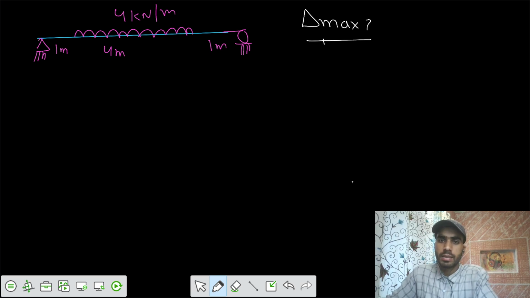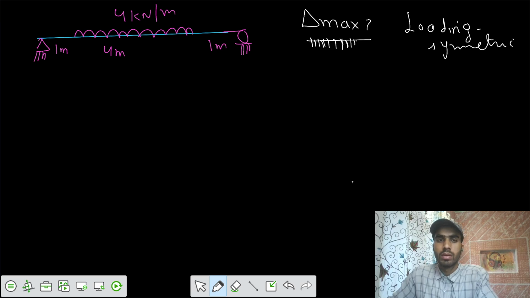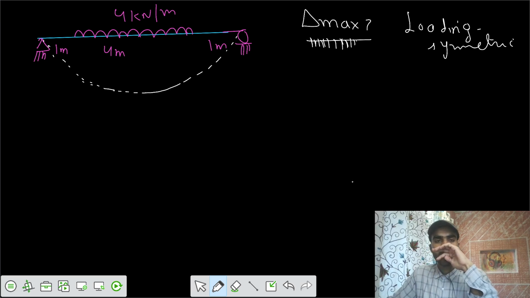Can you say why is the delta maximum? Why do you think delta maximum would be there when the loading is symmetric? So I think delta maximum is at the mid. See, we can solve this problem by different approaches.